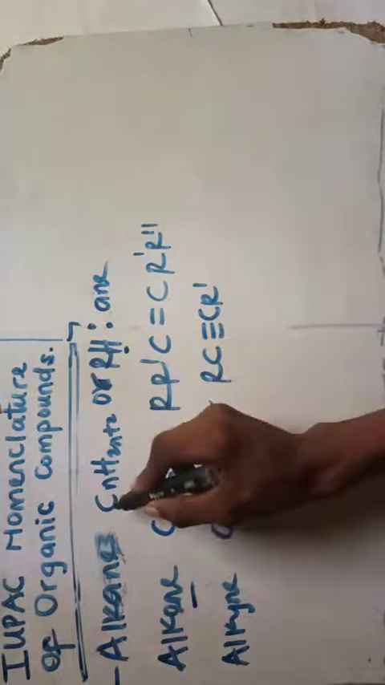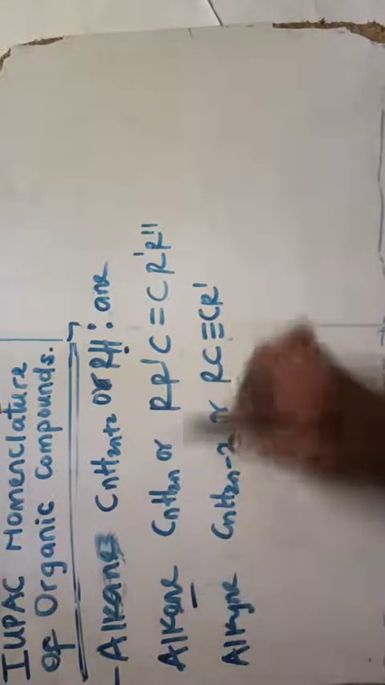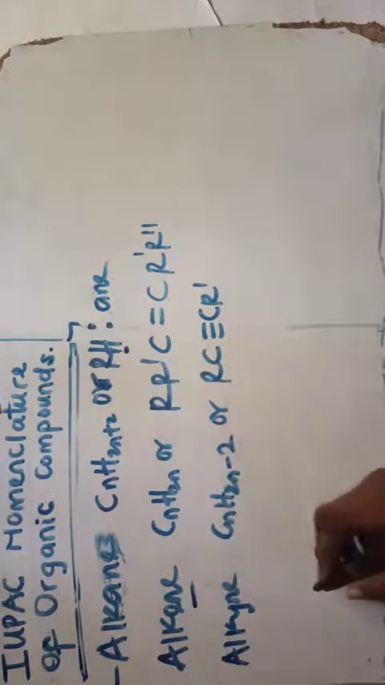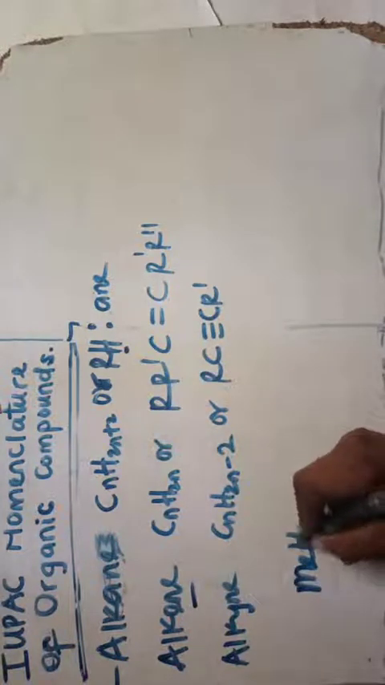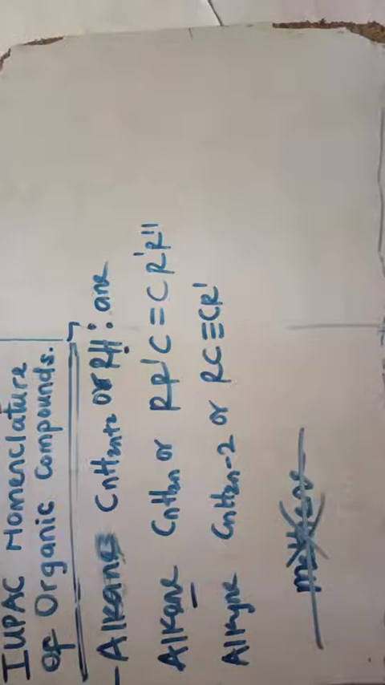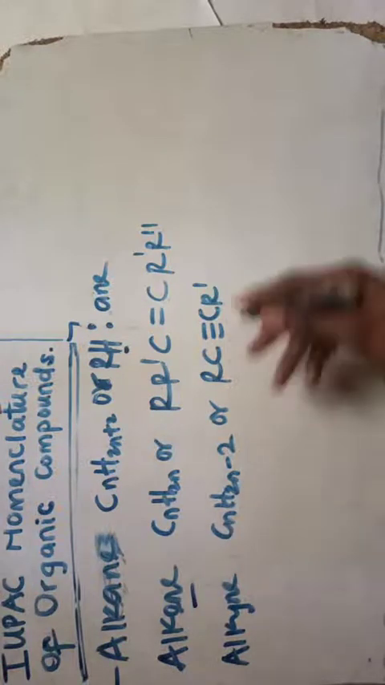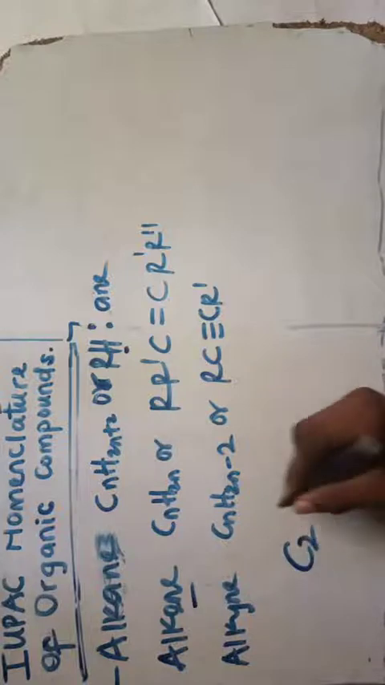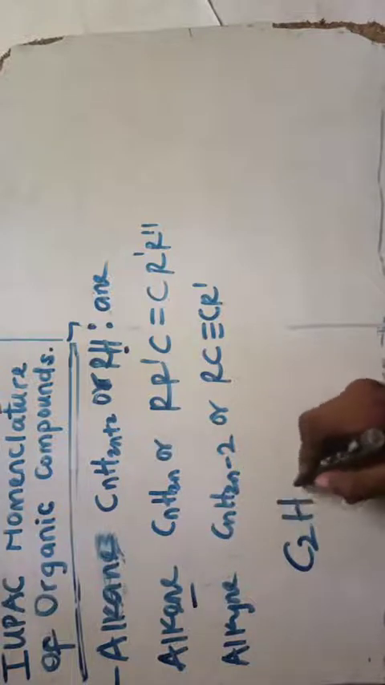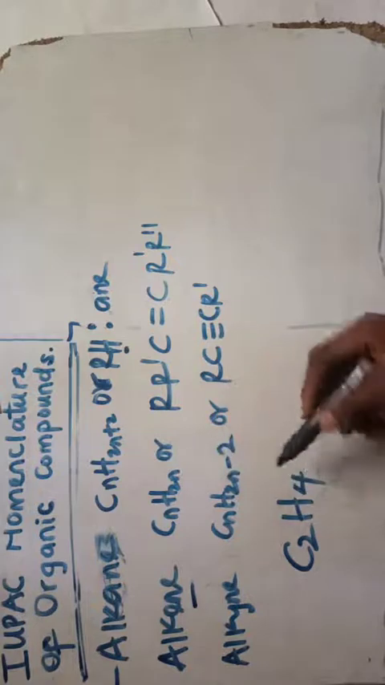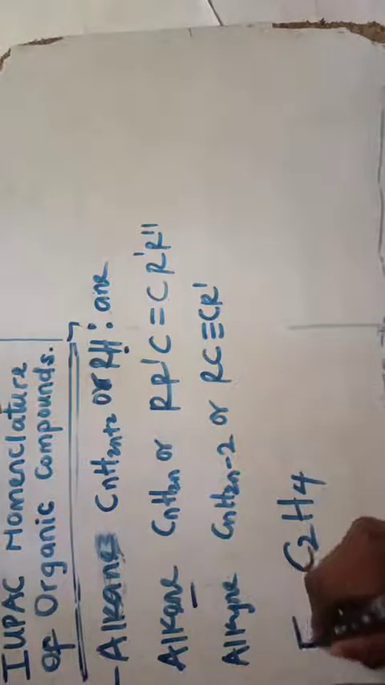For example, let's take alkane. Alkane does not have methane as an example, because it can't be expressed and does not exist. So we can start from ethane. Ethane has C2, and from this formula, C2H4. Now you see, 2 times 2 is 4, not C2H6, ethane. This is E.